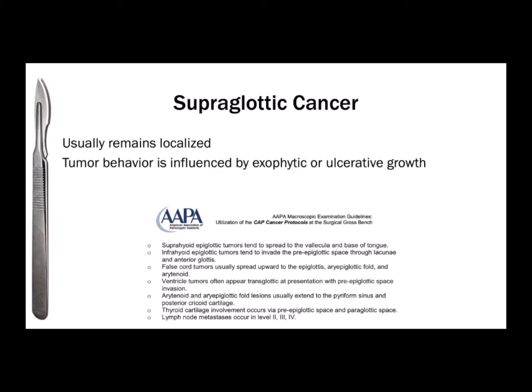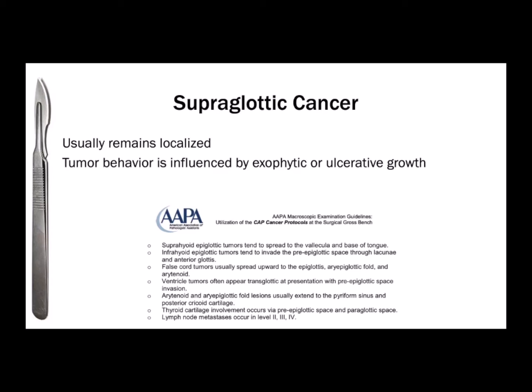Whereas ulcerative tumors are going to tend to stay more inferior to the ventricle and the thyroid cartilage. So if the pathologist can put that in the report, that can help determine tumor behavior. And it can also help you when you're trying to figure out where to section, because as we know, a lot of these head and neck cancers are not that visible grossly, but then sometimes you'll see it histologically.